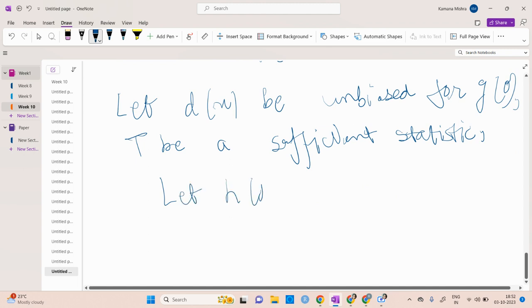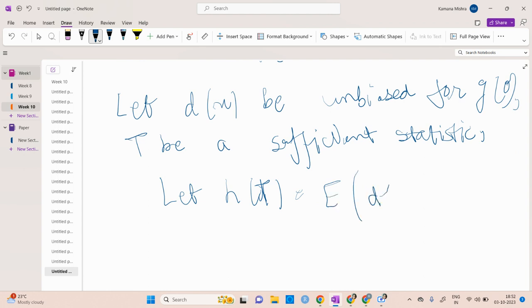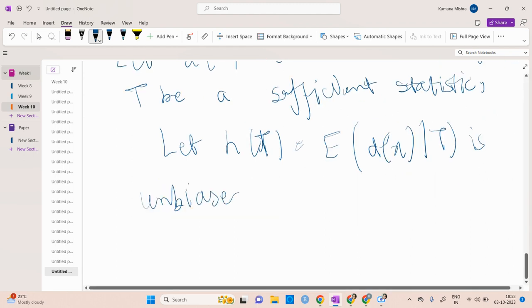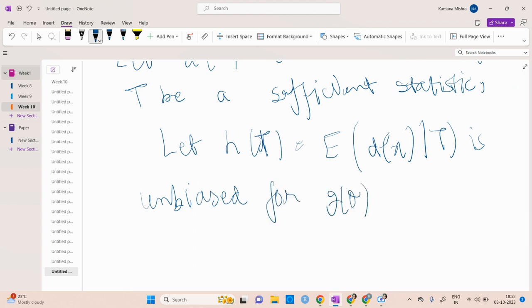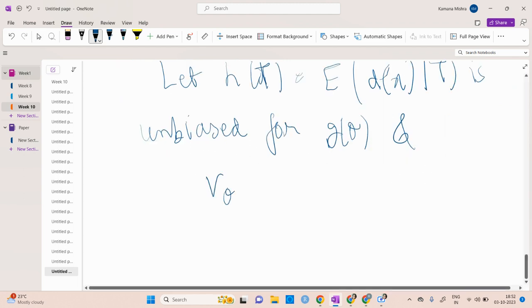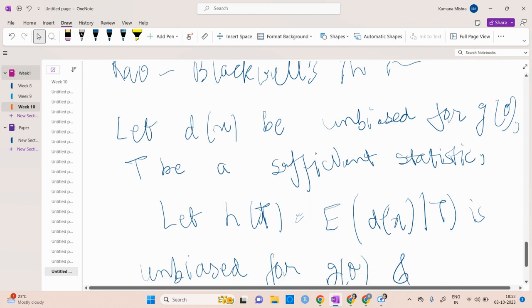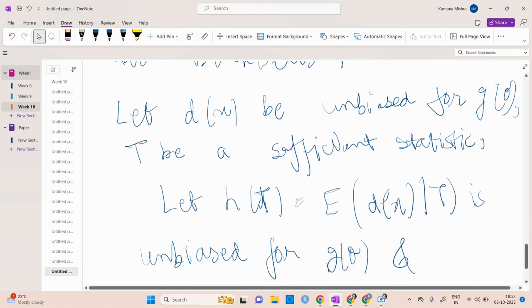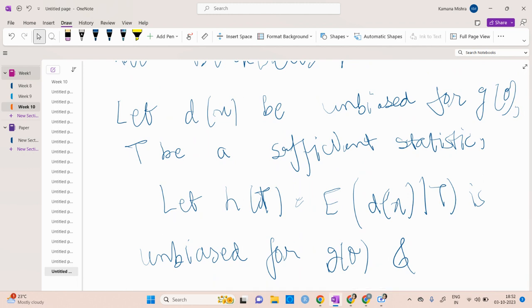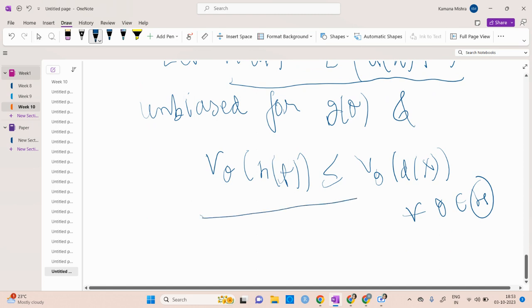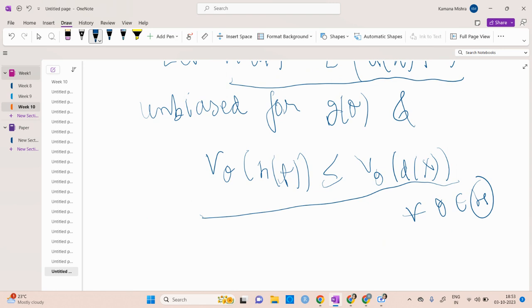So we are taking what? We are taking h(T) equal to expectation of d(x) given T. It is unbiased for g(theta), and variance of theta h(T) will be less than or equal to variance of theta d(x) for all theta belonging to H. So what it is saying is that if you have one unbiased estimator for the function, and also T is the sufficient statistic, and then we say h(T) is the expectation of d(x) given T, then it is unbiased for g(theta), and the variance of h(T) is less than or equal to variance of d(x) for all theta.